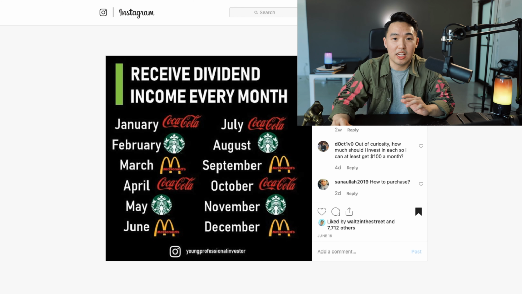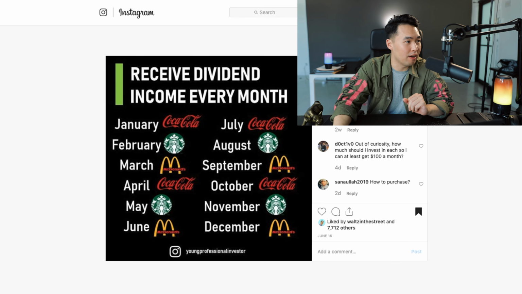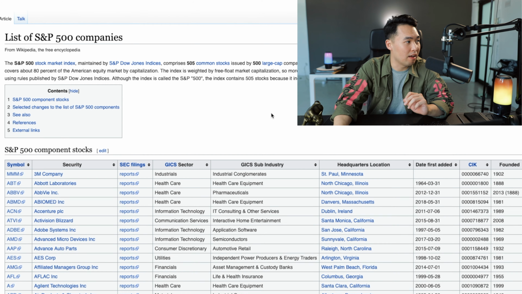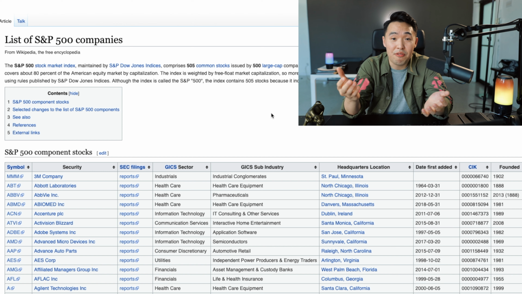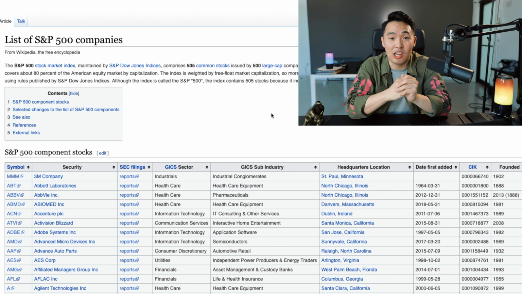So all of these stocks that I just went over are part of the S&P 500. Basically, the S&P 500 is a list of the top 500 companies in America. So if you are ever wondering what stocks you should be investing in, a great place to start and look is the S&P 500.